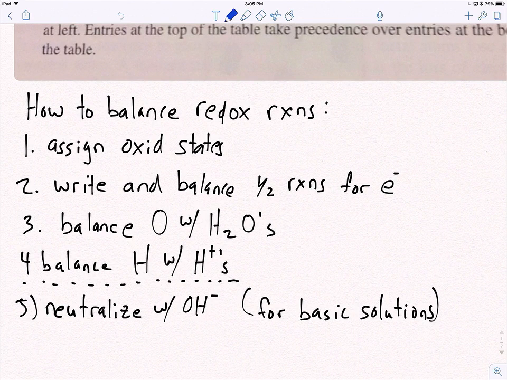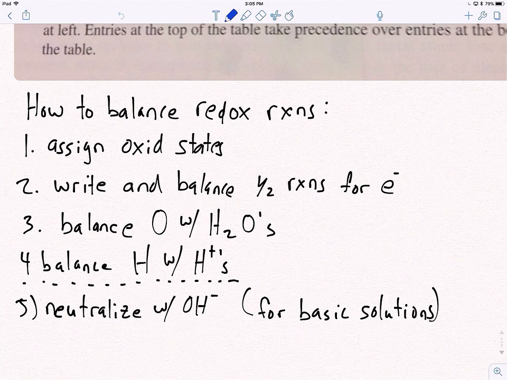Okay, so we'll go through. This should be a review for you, though. The assigned oxidation states, you should have had that in 161, but I wanted to mention it, and I'll talk about it again. We assign oxidation states. So this is how we balance oxidation reduction reactions.